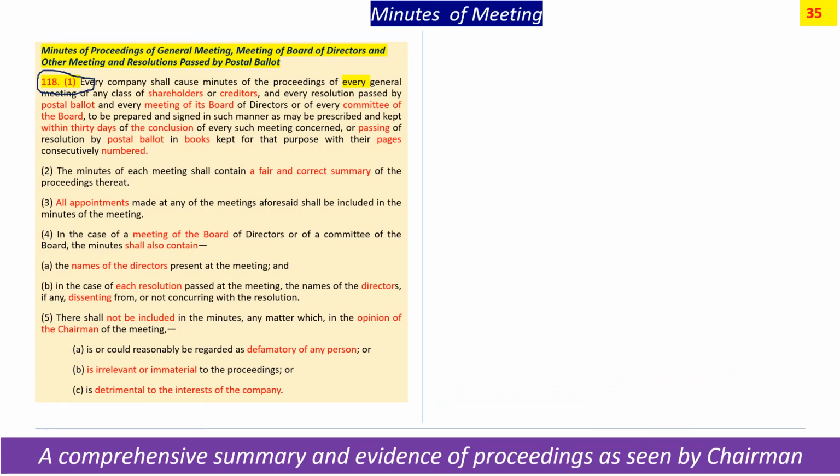Section 118 subsection 1 talks of every meeting of shareholders or creditors, or postal ballot, or every meeting of board. These are three classes of meeting: shareholder meeting, resolution passed by postal ballot where there is not a meeting but a document of voting is there, and meeting of board, or there may be a committee of board also.